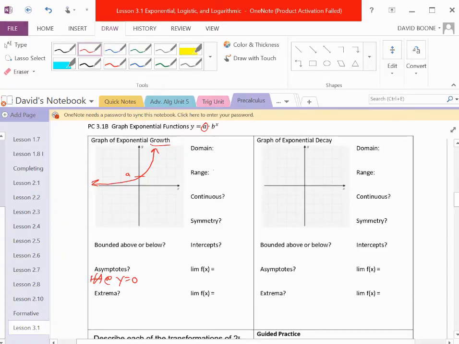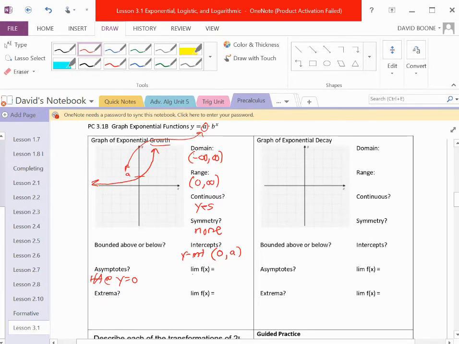Let's go back and look at this domain and range stuff. Domain, this does go infinitely to the left and to the right. The range, the lowest it goes is 0, but the highest it goes is infinity. This is continuous. In other words, I can keep my pencil and never have to pick it up. Symmetry, it has none. Its intercepts, it does have a y-intercept, does not have an x-intercept, and it'd be at the coordinate 0, and then whatever that a value is. Here it depends on what, again, that a value is.